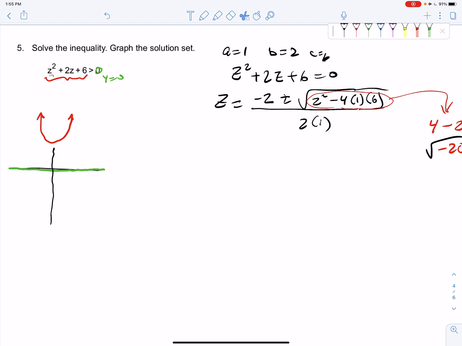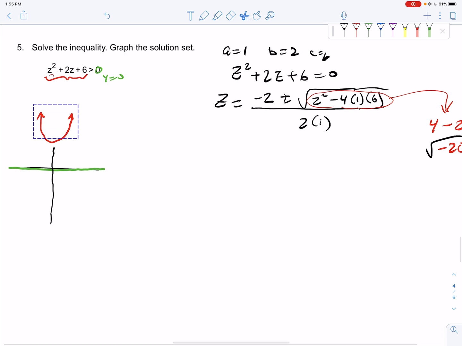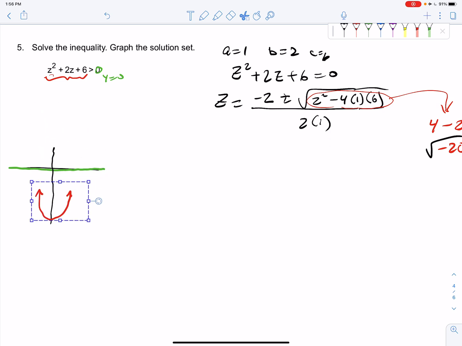In this situation, they're asking when is the red greater than the green? All values, all real numbers will make the red greater than green. But in the case that the parabola happened to be below, what if it was below? Well, if it was below, then no values of x will make the red taller or greater than the green. So it'd be no solution. So we've got to figure out where this thing is.